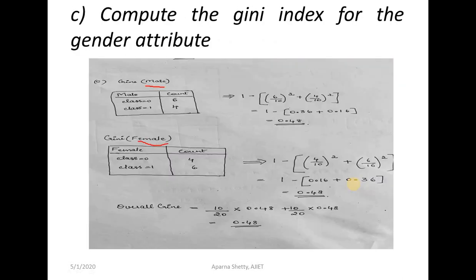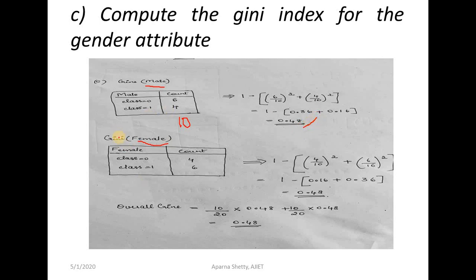So 6 males belong to class 0 and 4 males belong to class 1. Using the Gini index, we calculate 1 minus, and the total count for male is 6 plus 4, which is 10. So Gini is equal to 1 minus (6 by 10 the whole square plus 4 by 10 the whole square). Hence we get the Gini value as 0.48.